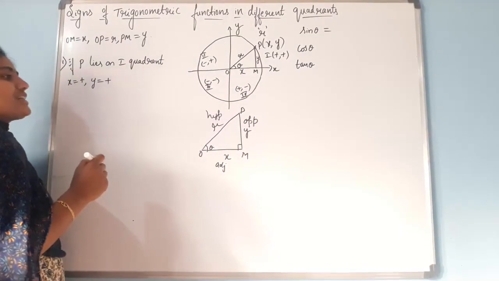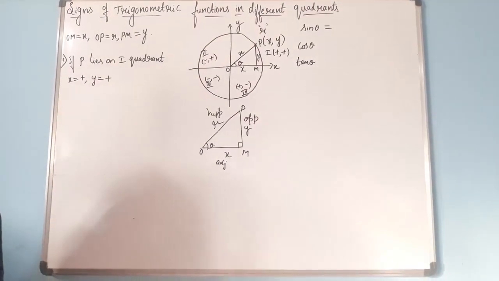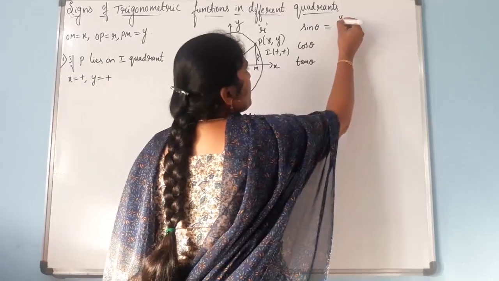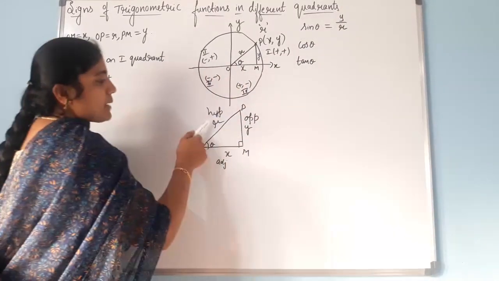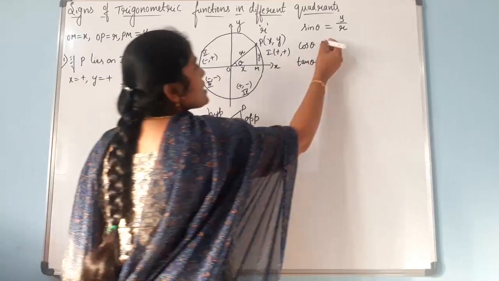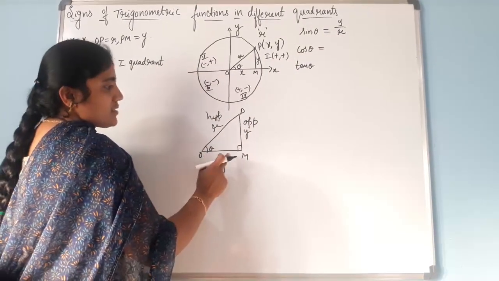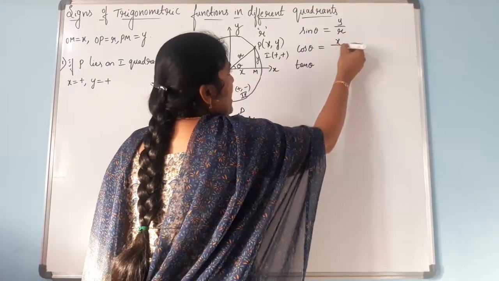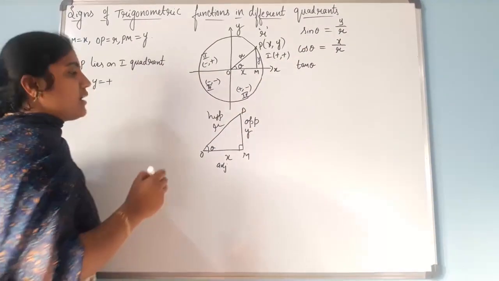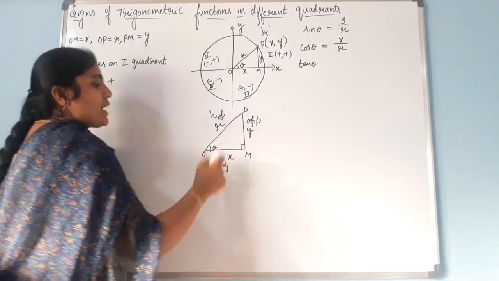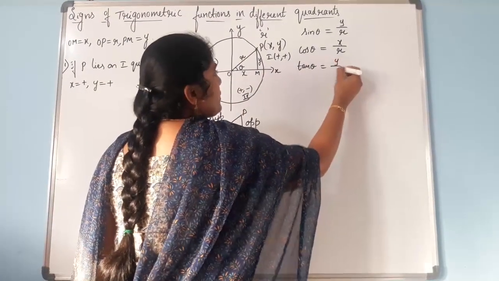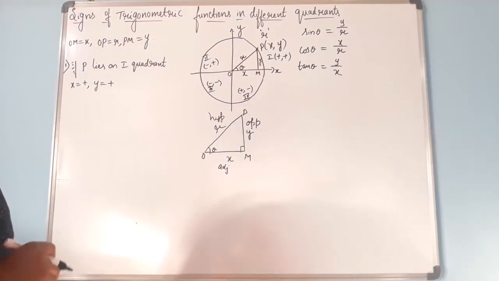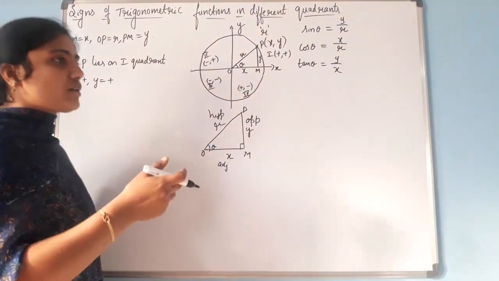What is the definition of sin theta? Sin theta means opposite by hypotenuse. Opposite is y, by r, because the hypotenuse is r. Cos theta: adjacent by hypotenuse. Adjacent is x, by r. Tan theta: opposite by adjacent, that is y by x. And the other 3 trigonometric ratios are the reciprocals of these 3. Whatever result comes here, we will take its reciprocal.